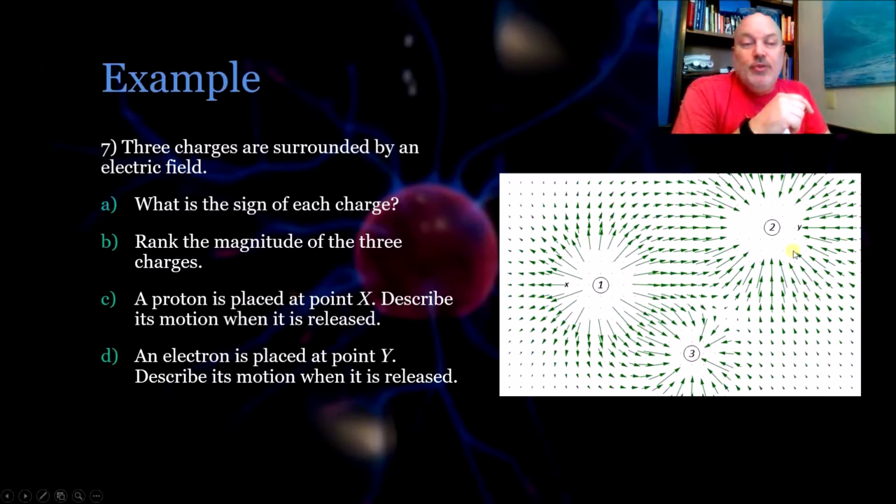The electron is placed at Y, and an electron will get a force in the opposite direction of the electric field. So Y will accelerate to the right, away from the negative charge. Hey, that makes sense because this is negative and Y is negative, so they should repel. So it should make sense.